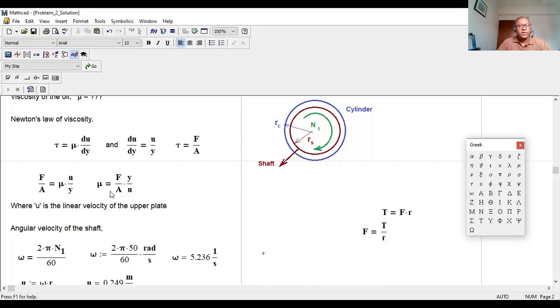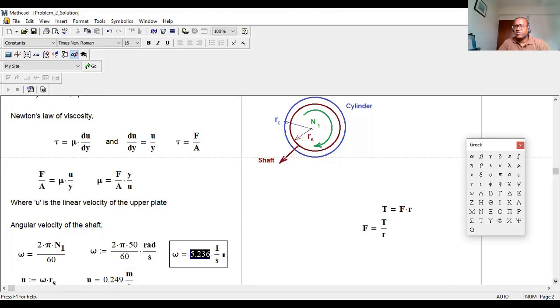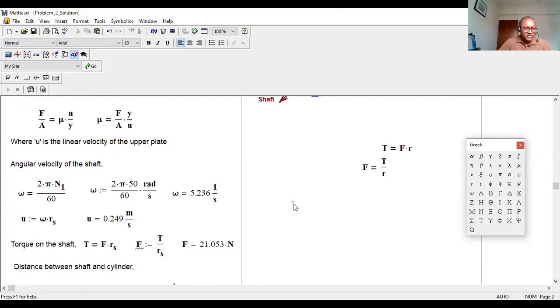And we need to figure out this U. U means the linear velocity of the shaft. RPM is given, so you figure out the angular velocity of the shaft: omega equals 2 pi N1 divided by 60. So the unit comes out in radian per second. This is the omega. Then you need to figure out the linear velocity, because linear velocity U equals omega into R, so that means omega into RS, the radius of the shaft. Omega we already found, RS we already know.